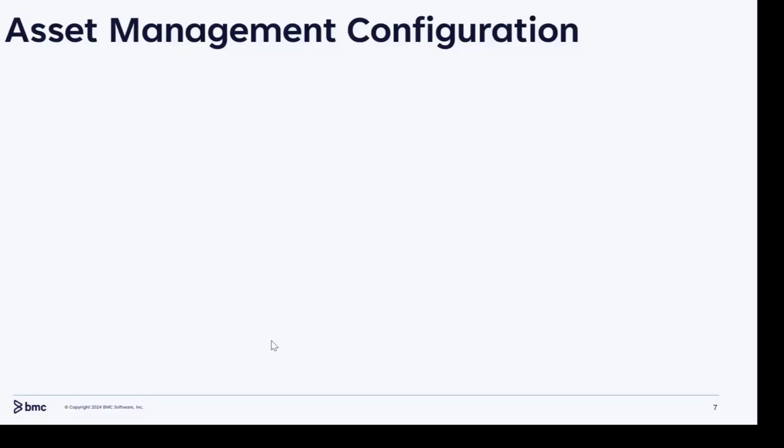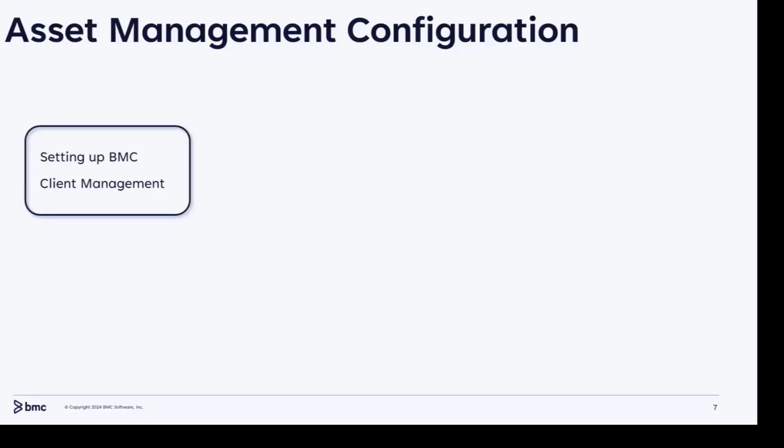Asset management configuration. Using BMC client management, Tracket discovers and manages assets in your network. Hence, it is mandatory for us to first establish a connection with BMC client management. The process to set up BCM is the same as we discussed earlier for manual or automatic installation.